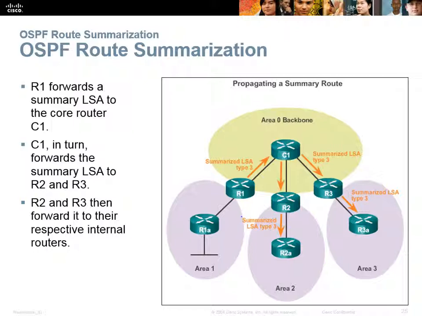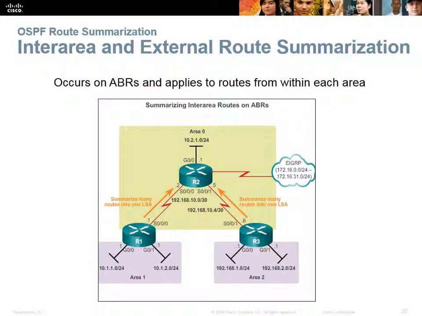Okay. R1 is going to forward a summary LSA to the core router. How does it get there? R1 is going to forward it to C1. He's going to return it to 2 and 3. Those go to R2A and R3A, and then they come back up. Okay? Same idea. That's how you elect an ABR.